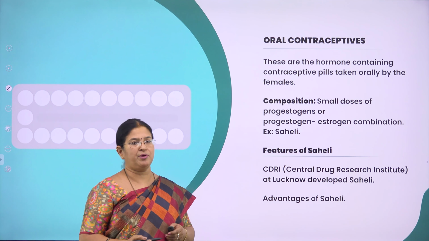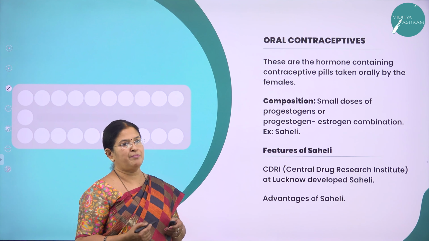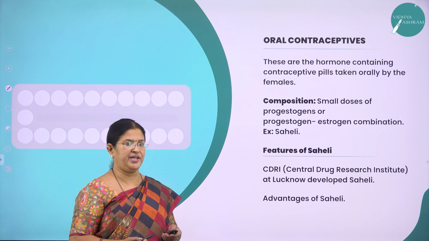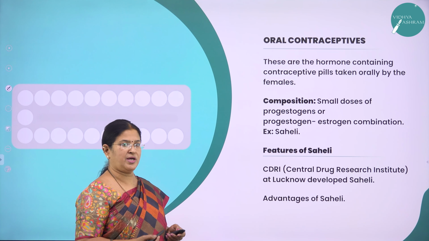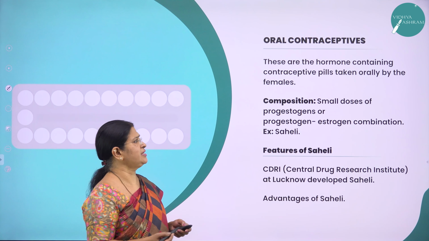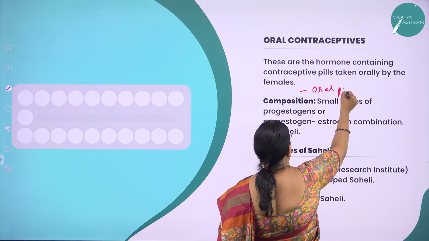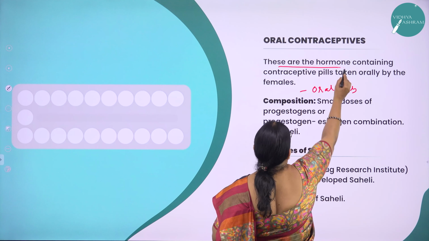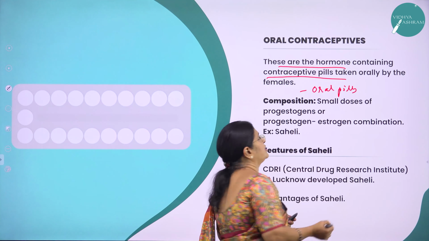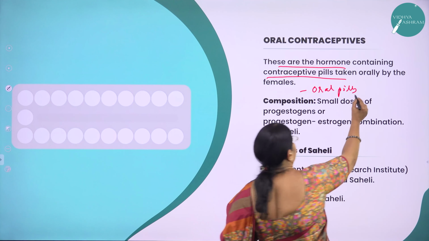So far we studied the types of temporary methods like the natural method, then the barrier method, then the IUDs. Moving on to the last but one temporary contraceptive method called oral contraceptives. It is nothing but oral pills. What are these? These are the hormone containing contraceptive pills taken orally by the females once in a week.